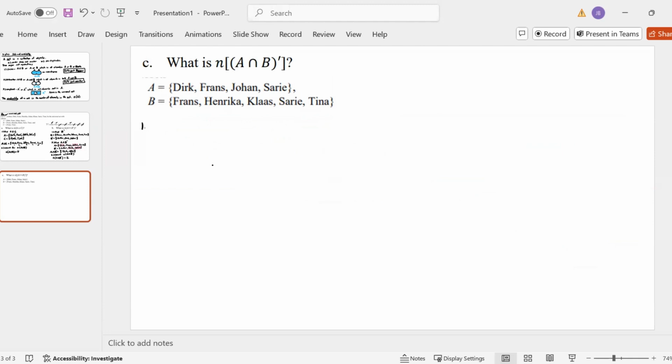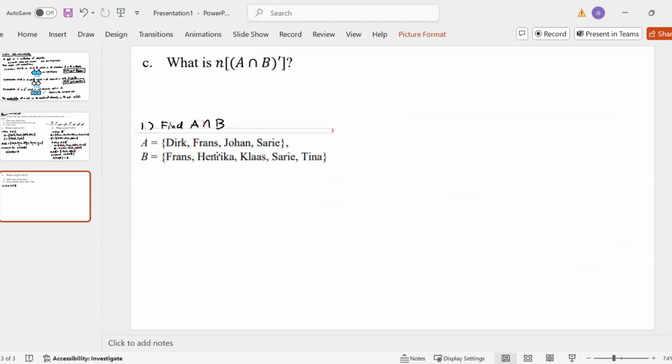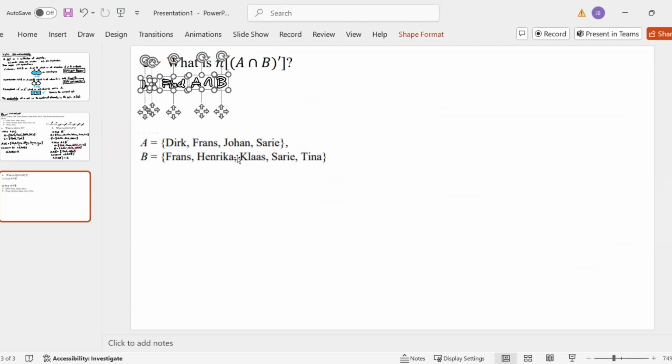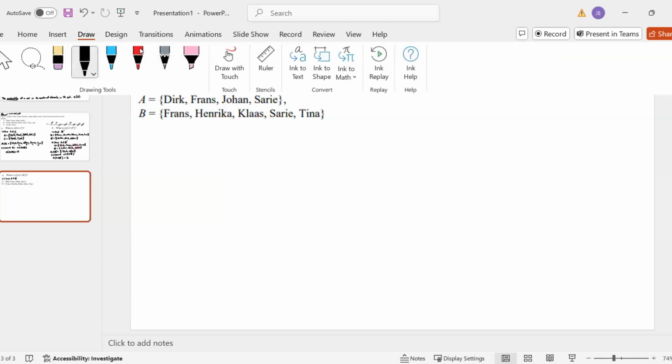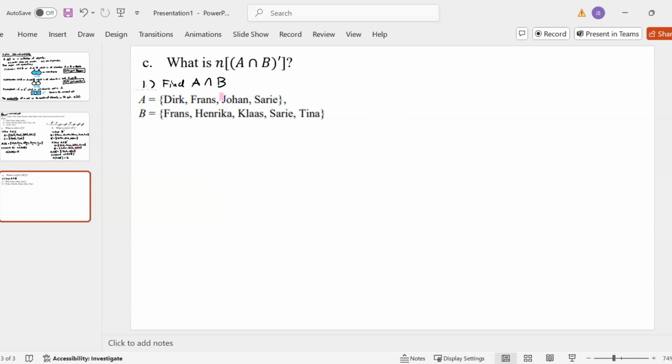And so step 1 is going to be to find A intersect B. So you do basically an order of operations. And so because it's an intersection, all you have to do is just find out which ones overlap. So just highlighting. They don't have Dirk. They both have Franz, like that. Don't have Johann, and they both have Sorry, right there. So those are the two that they share. And so A intersect B is equal to Franz and Sorry.